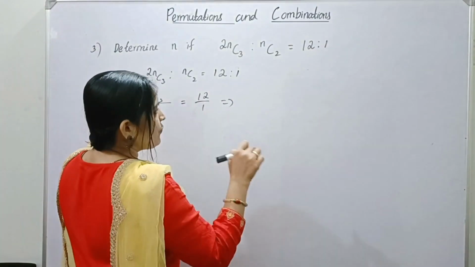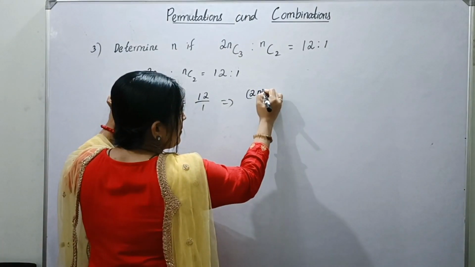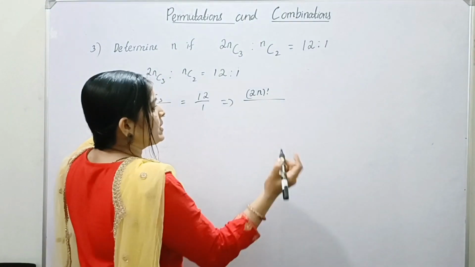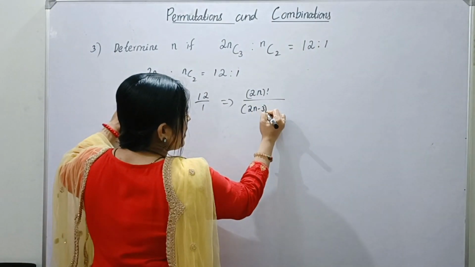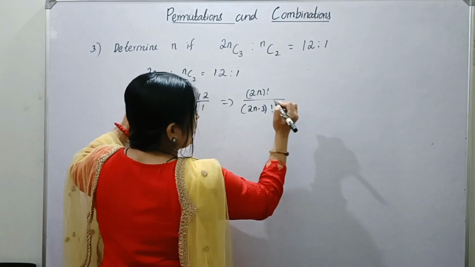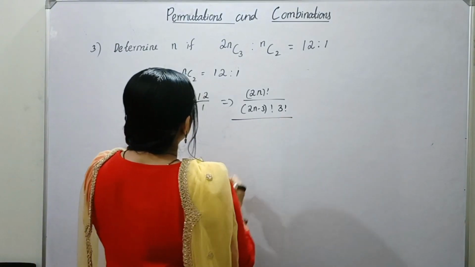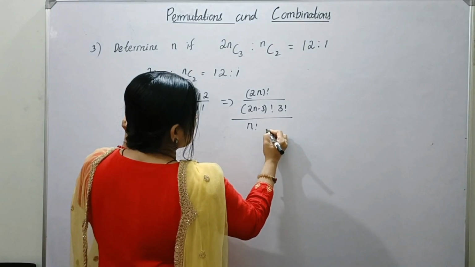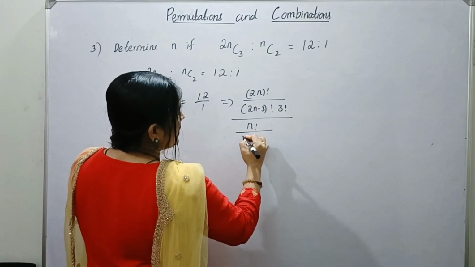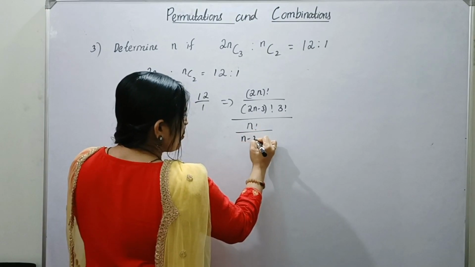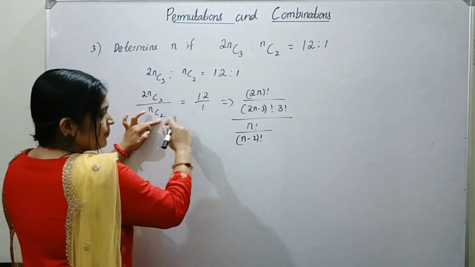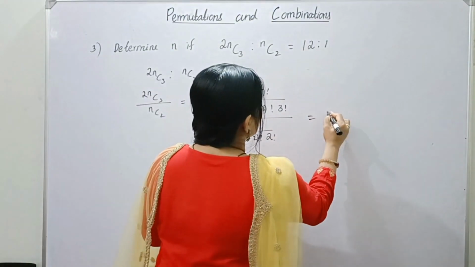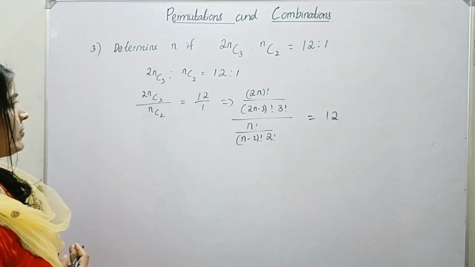So here, in place of n, we have 2n: 2n factorial divided by (2n minus 3) factorial into 3 factorial, divided by n factorial divided by (n minus 2) factorial, because r is 2 here, into 2 factorial. That is equal to 12 divided by 1, that is 12 itself.